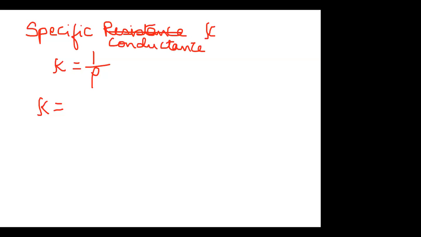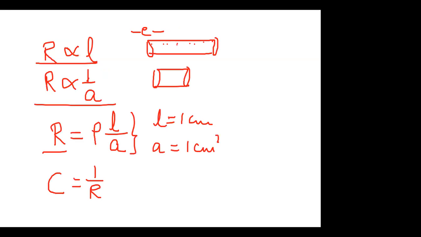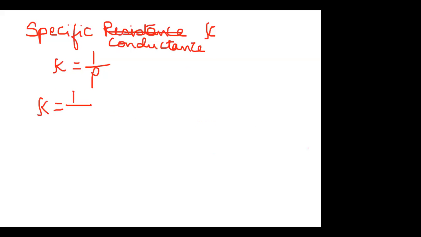So if this is 1 by rho, then going back to what we did here, if I come back here, what is rho equal to? In this case, we can say that rho is equal to R into A by L. So this value is what we are going to substitute here. Let me erase this and write this correctly first. So this is specific conductance.